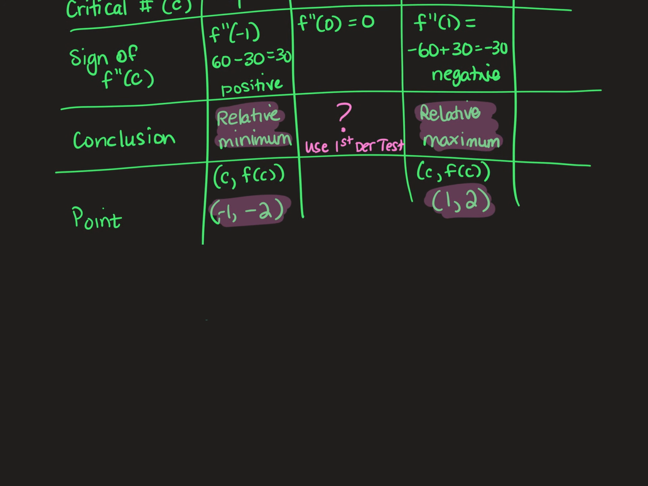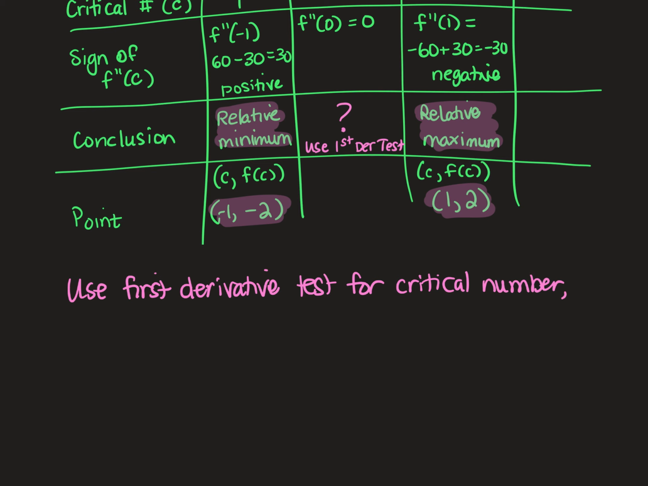So I'm going to have to go back to the first derivative test. So I'm going to use the first derivative test for our critical number 0. Now I have to keep in mind that this critical number is only one of 3 critical numbers. So when I set up my table, I have to remember I'm going only between -1 and 0 and 0 and 1 when I set up my table.